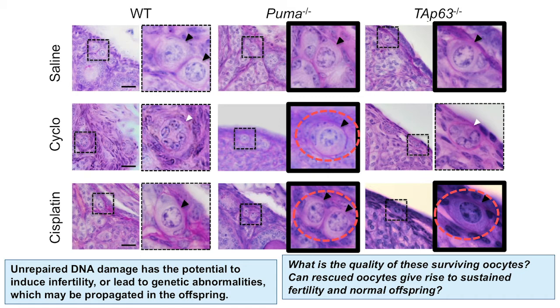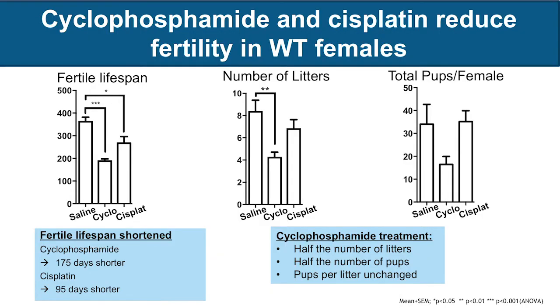But morphology is really not a good enough indicator of oocyte quality. And that's because any unrepaired DNA damage that has occurred really has this potential to induce infertility or lead to genetic abnormalities which could in fact be propagated into the offspring. So what's the quality of these surviving oocytes? Can these rescued oocytes actually give rise to sustained fertility in normal offspring? And so that's where our fertility studies came in.